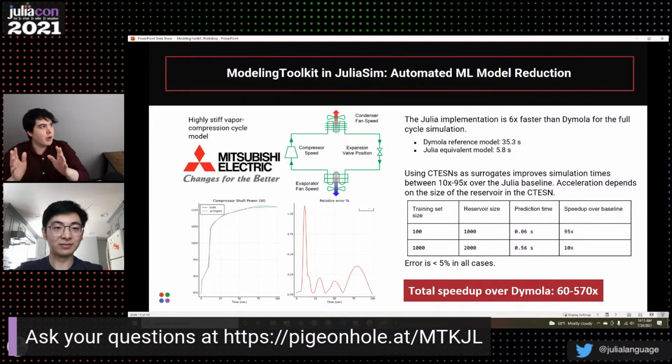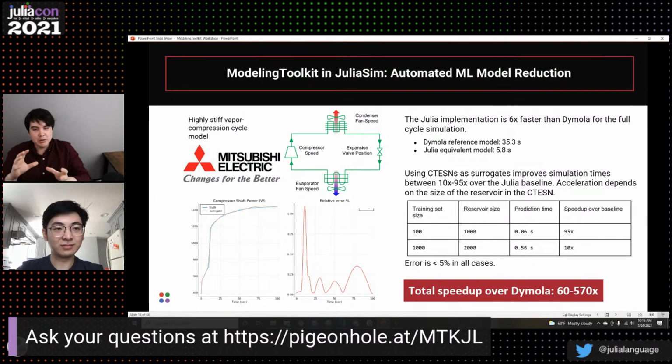Now, there'll be a talk about JuliaSim as part of JuliaCon. JuliaSim is being developed by Julia Computing, and it can take your Modeling Toolkit models and automatically transform them into these machine learning hybrids. What this can do is accelerate your models by an extra 10x to 100x. What we demonstrated here was that models written in Modeling Toolkit can be about 6 times faster than Dymola. But when you do this machine learning integration with Modeling Toolkit, you can get up to about a 60 times to 570 times acceleration over these Modelica-based modeling tools. This was for an air conditioning model.